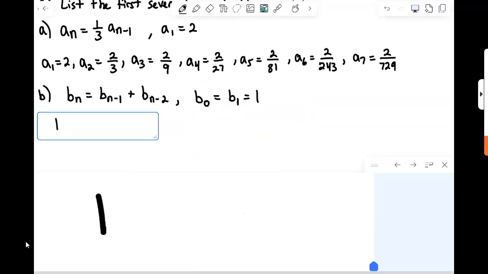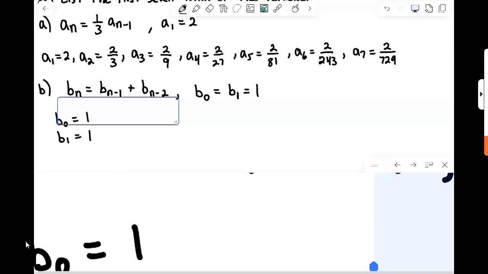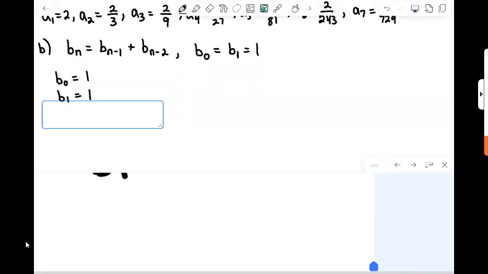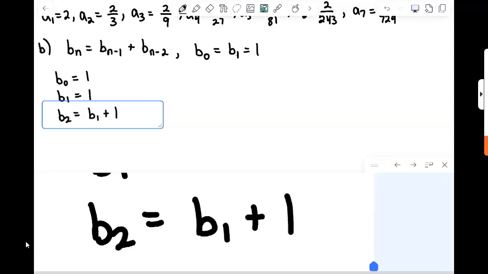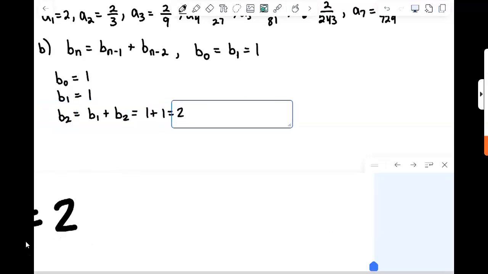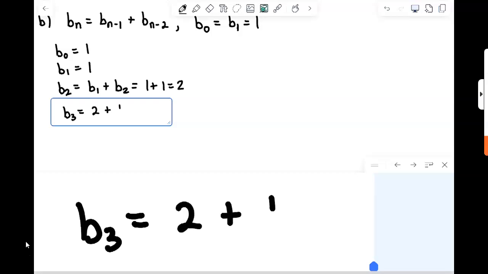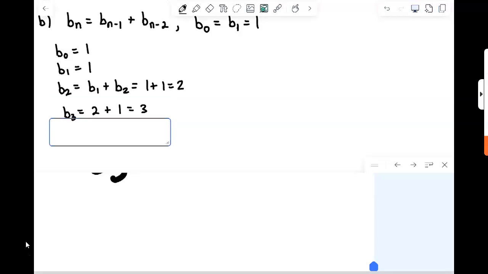So what's going to happen here is B0 would be 1. B1 would be 1, and then the next value, B2, would be B1 plus B0, right, which would be 1 plus 1, which would be 2. And then B3 would be B2 plus B1, which would be 3. And we just keep continuing on this pattern.